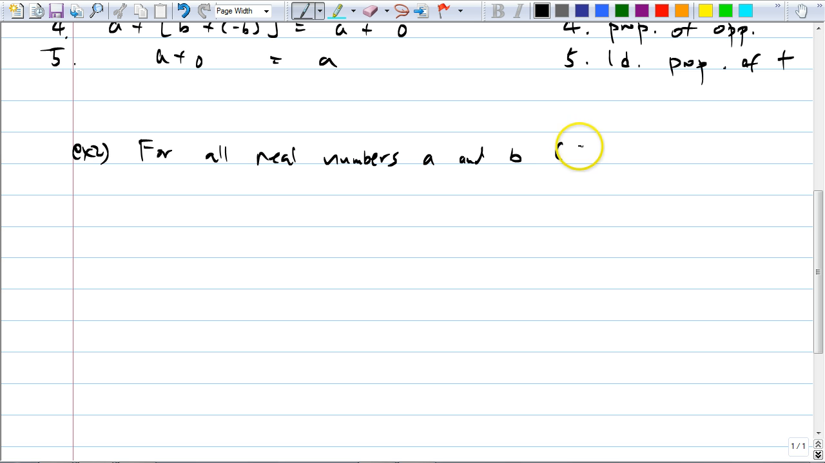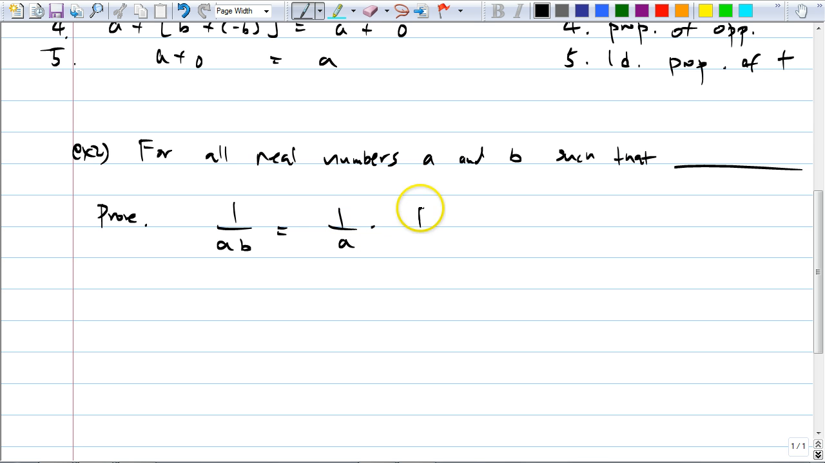And then they say such that, we'll fill this in a minute. They say this: prove that if I have 1 over AB, this equals 1 over A times 1 over B.